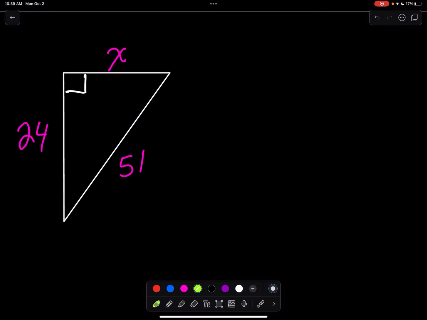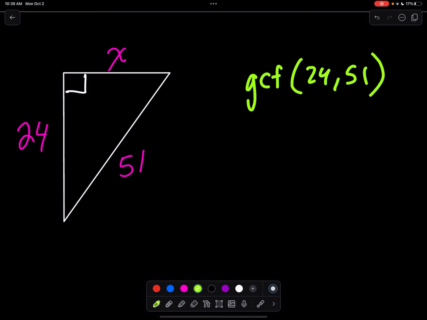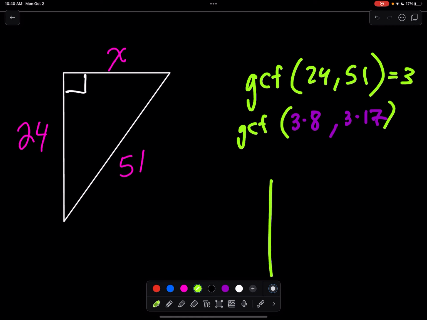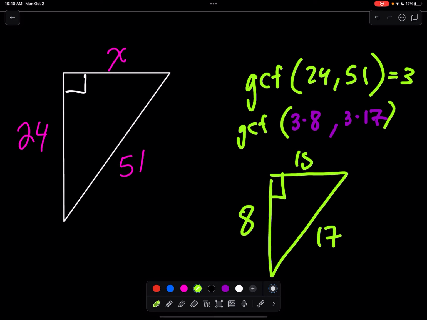Let's do it again. So what's the biggest number that goes into 24 and 51? Well, that's 3 times 8 and 3 times 17. Interesting. That means that our greatest common factor is 3. We could reduce this triangle by 3. The 24 divided by 3 is 8. 17 times 3 was 51, so the 51 divided by 3 is 17. 8, 15, 17. Oh, this one's nice.